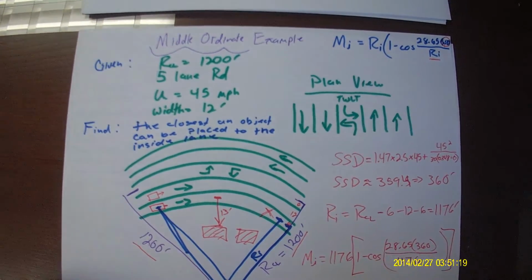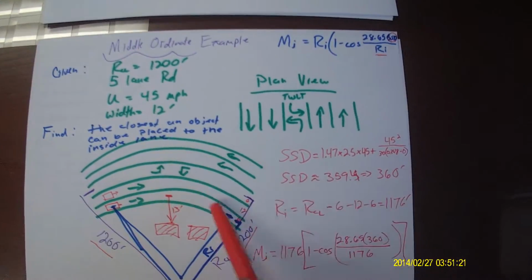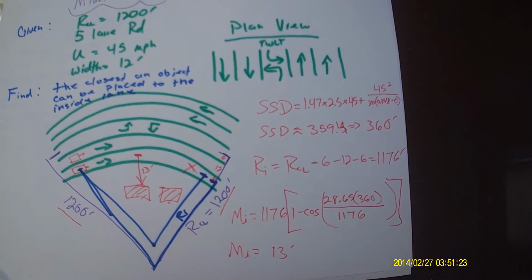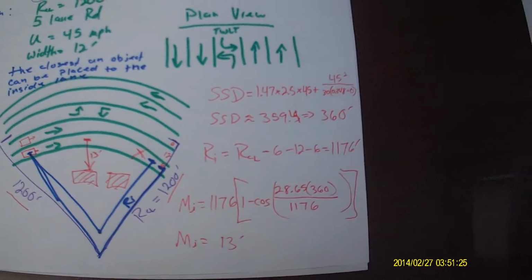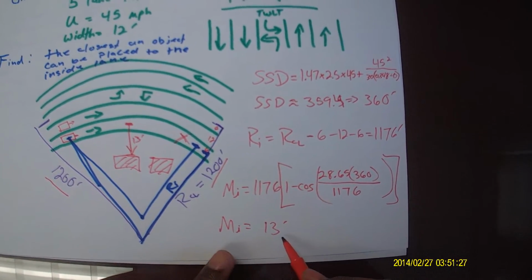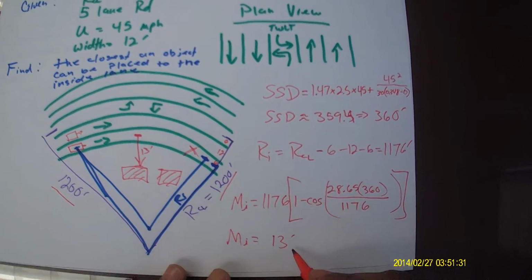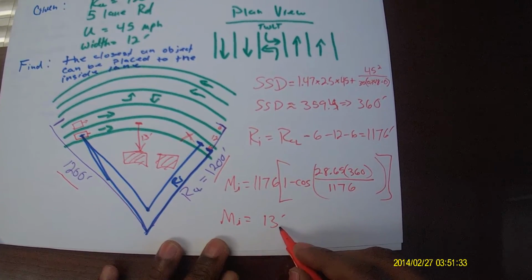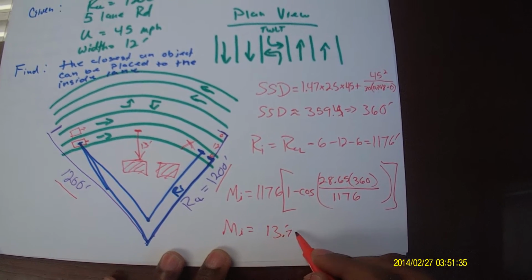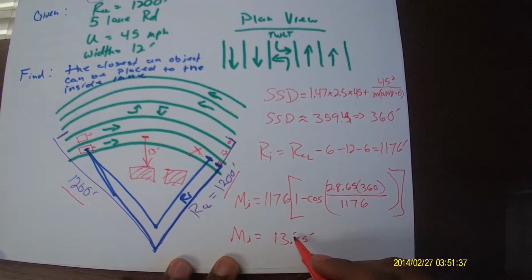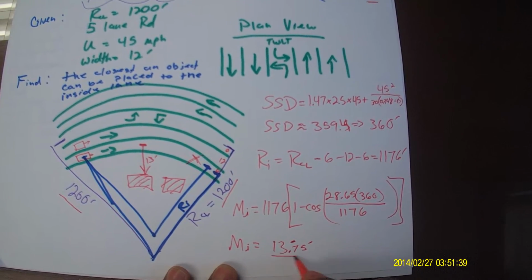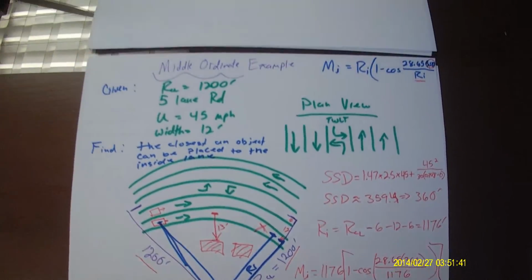Left off at the middle ordinate example, and went through everything here, and we ended up finding out that our middle ordinate is 13 feet. But actually, I want to make one correction here before we move on. It's actually 13.75 feet, if I remember correctly. So you can go ahead and make that correction.